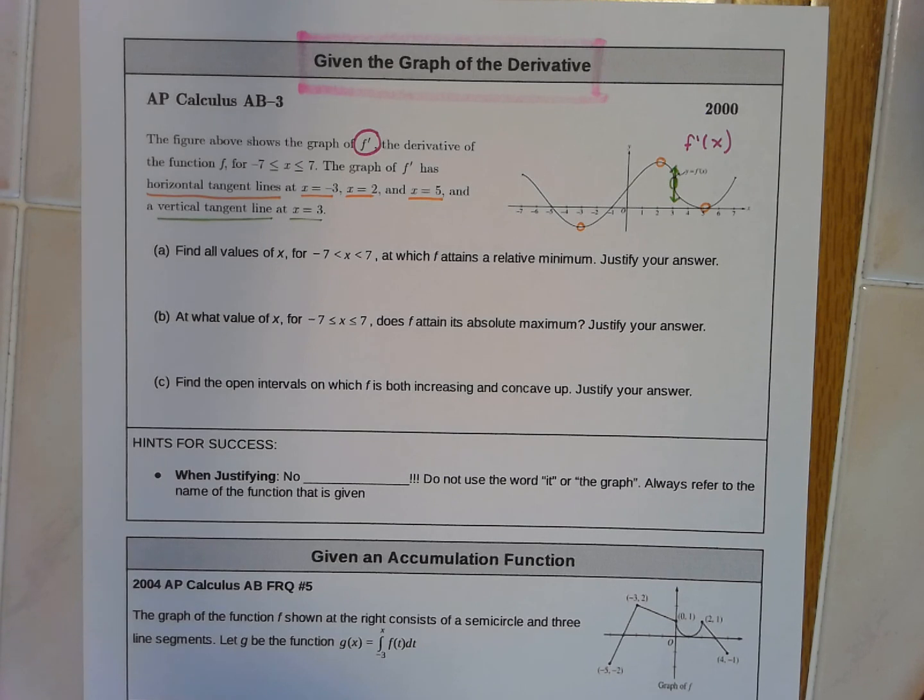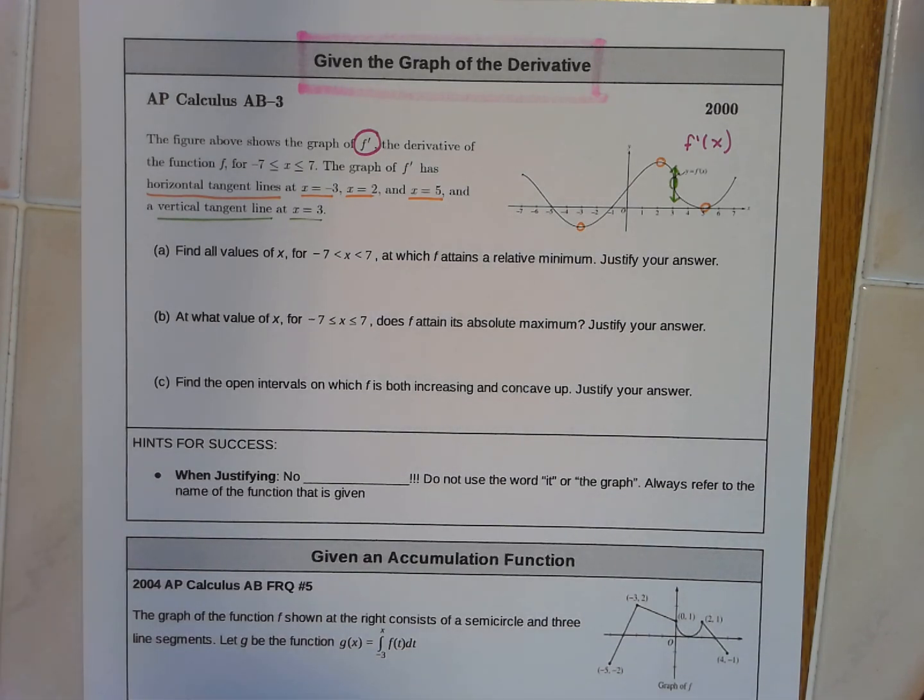For part A of this prompt, it said, find all the values of x for -7 is less than x is less than 7, at which f attains a relative minimum, and justify your answer. One of the habits I want you to start getting into is breaking down the question into its parts. So every question usually has multiple parts to your answer, and you want to make sure that when you're doing your work and when you're circling your answers, you indicate that you've completed all portions of the question.